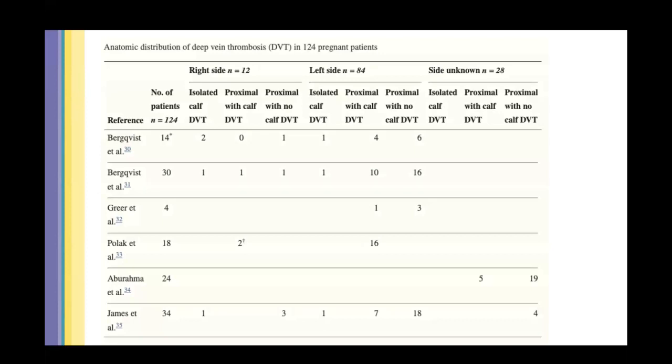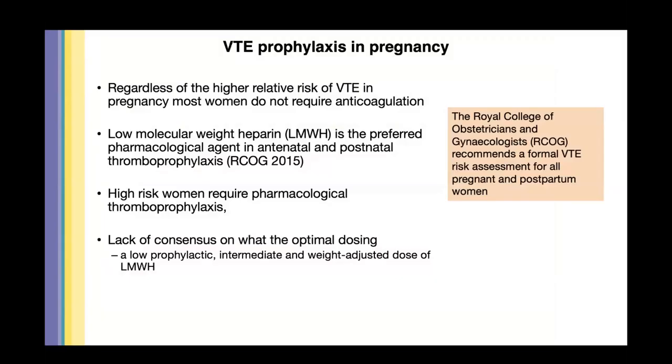Studies done amongst a group of pregnant women emphasize why it appears to be mostly on the left side. Clearly you can see the proximal vessels more involved, and the left side more involved than the right side. This is anatomically so, because the uterus presses more on the iliac vessel in the left side of the pelvis than on the right side, and you have more of these patients presenting on the left side.